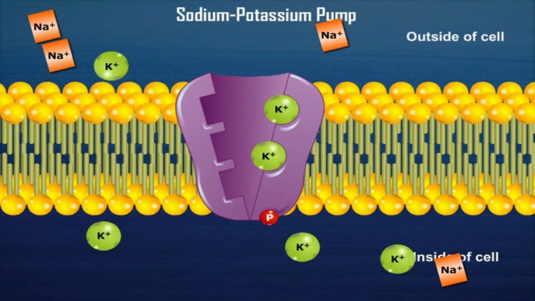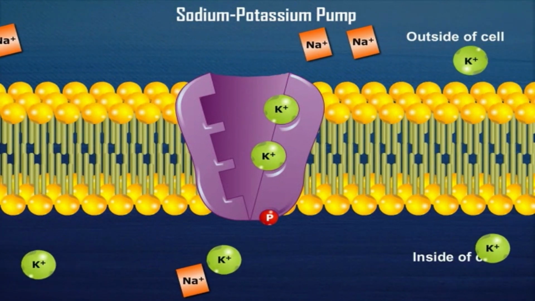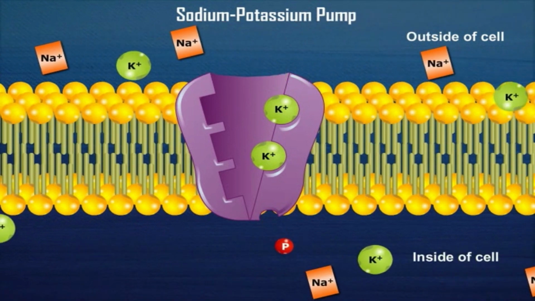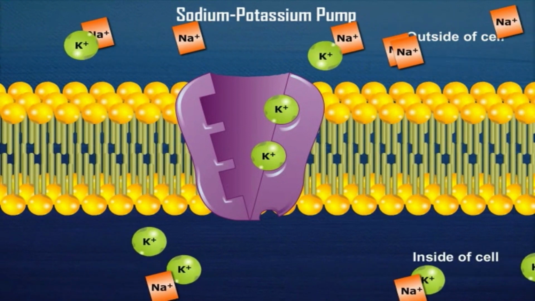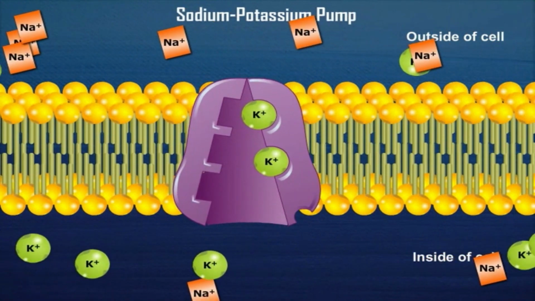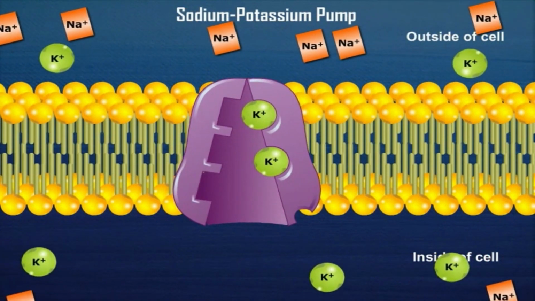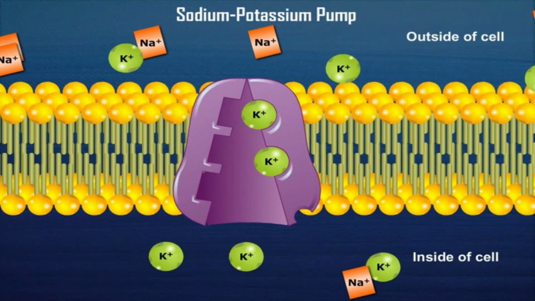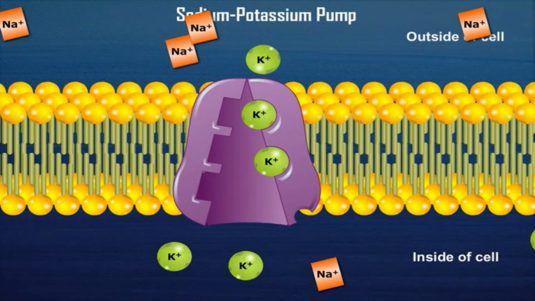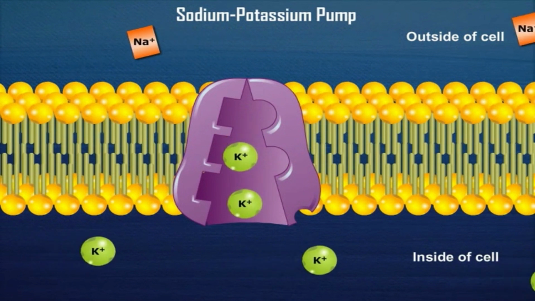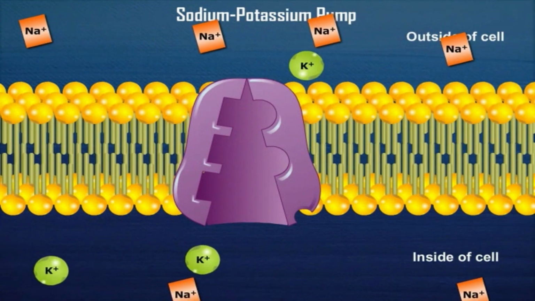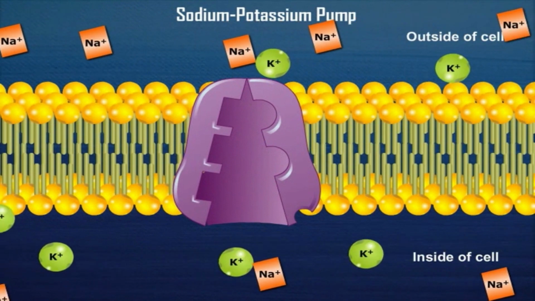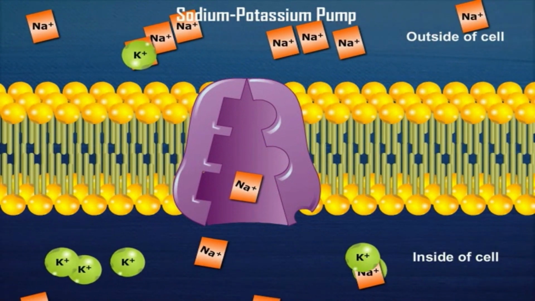Now what will happen because of this? This causes the phosphate group to detach from the protein channel, thus causing the channel protein to revert to its original shape. You see that on your screen? Now this conformational change causes the potassium ions to be released to the inside of the cell. Now the protein in its original shape is ready to take up sodium ions again.